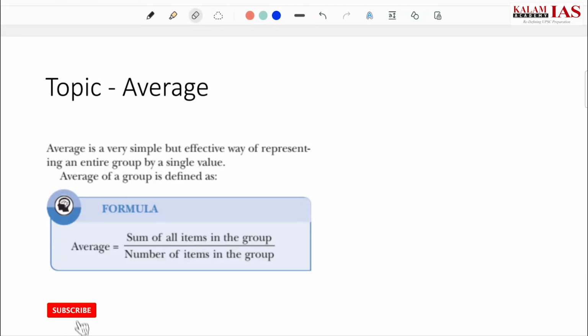Hello everyone. In the previous class, we completed the topic of percentage. In this class, we'll cover our next topic, which is average. Average is quite a favorite topic of UPSC, and every year in CSAT paper, at least 2 to 3 questions are there. And again, this topic involves just applying logic and maintaining accuracy.